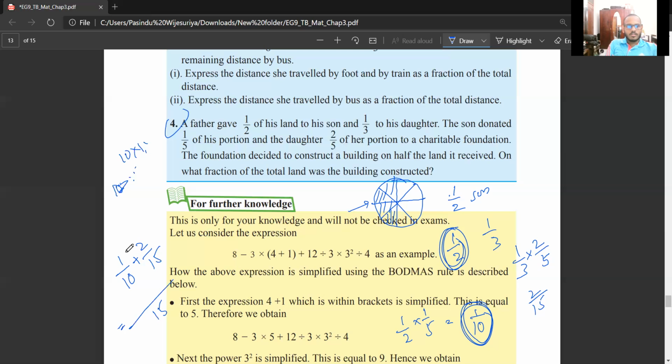Or you can actually consider it in this way: 1 over 10 plus 2 over 50. Alright?